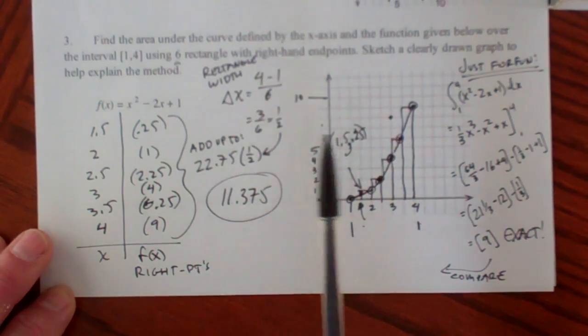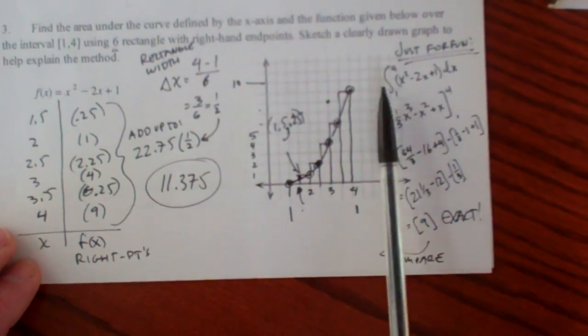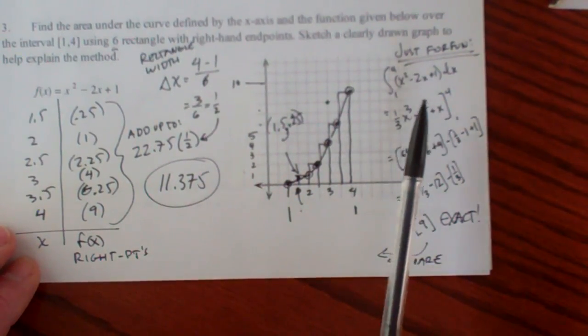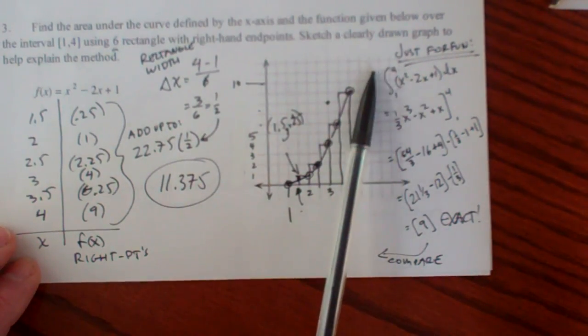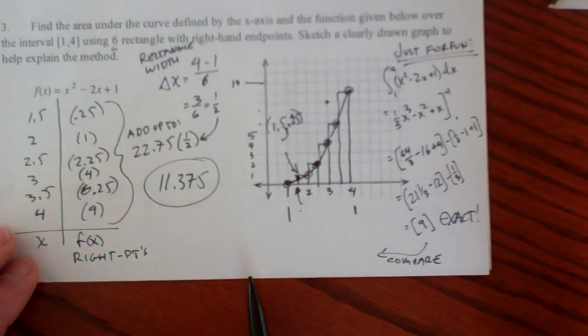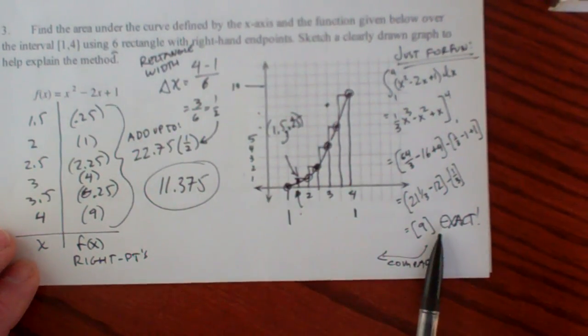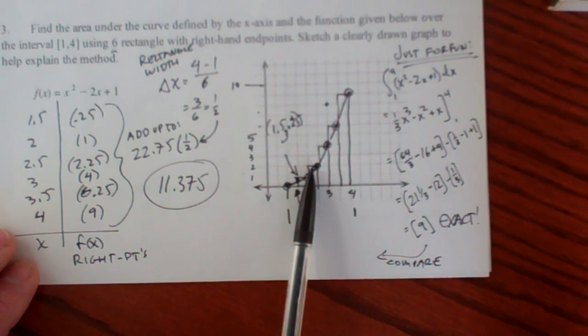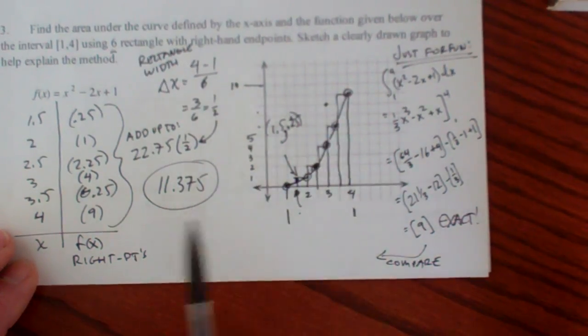Just be warned on the test, I might have you also do it through integral, so I did this just for fun. I did it as an integral. You can see the work there as posted, and this is the exact area. It turns out to be 9. Why is this less? Well, because the right-hand endpoints overestimate by these little extra bits right there.